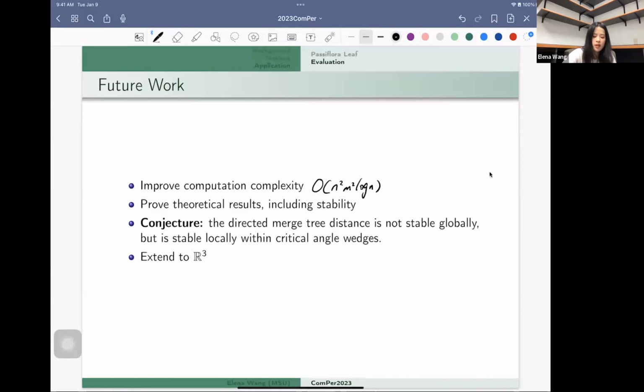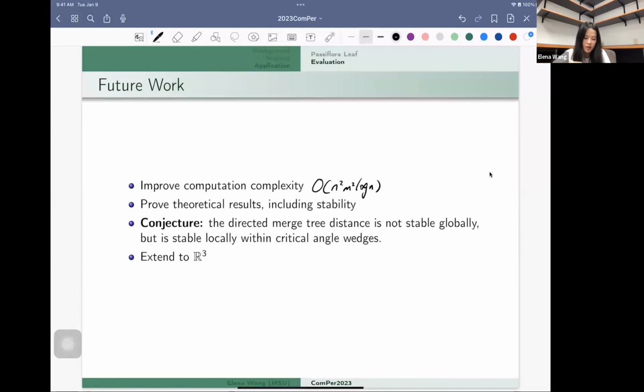And another part that we're trying to do is to prove its theoretical results, including stability. So far we have a conjecture that says we think it's probably not going to be globally stable, but it will be locally stable within the critical wedges, because that's when the jumps of the combinatorial tree don't happen and when the labelings don't change either.